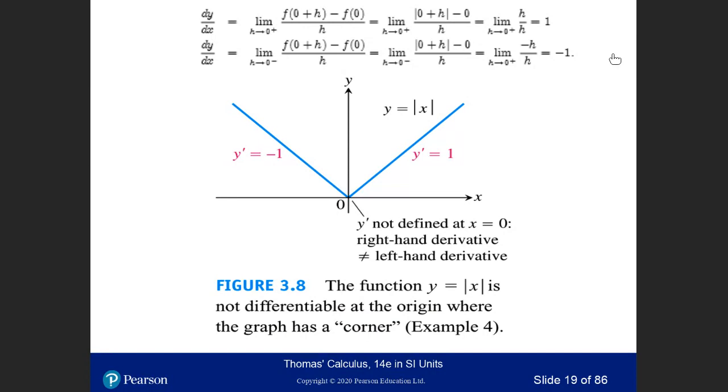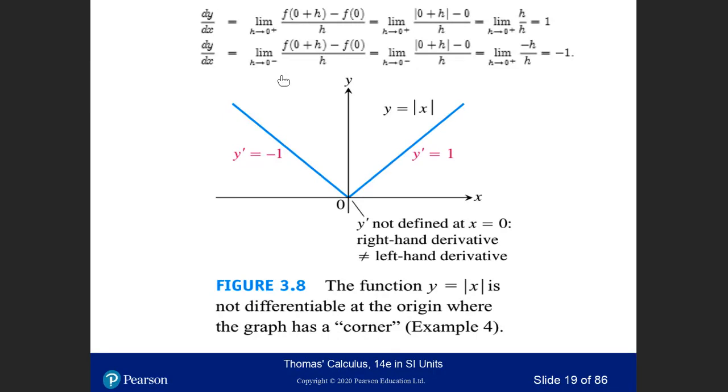Okay, let's look at the typical examples. y equals the absolute value of x, and we want to find the derivative at 0. So f of 0 plus h minus f of 0, that's the absolute value of 0 plus h, because you're approaching from the right-hand side. So that's h over h, which is equal to 1. So the derivative at 0 when you approach from the right-hand side is 1.